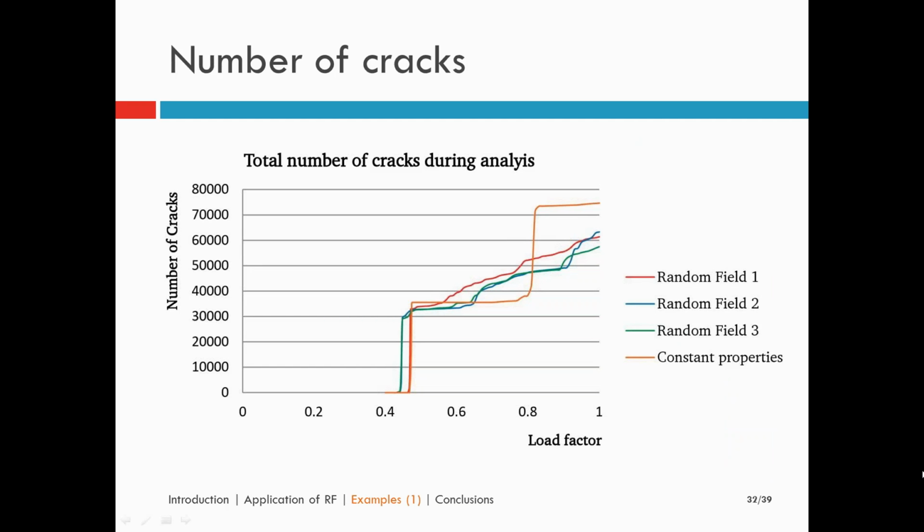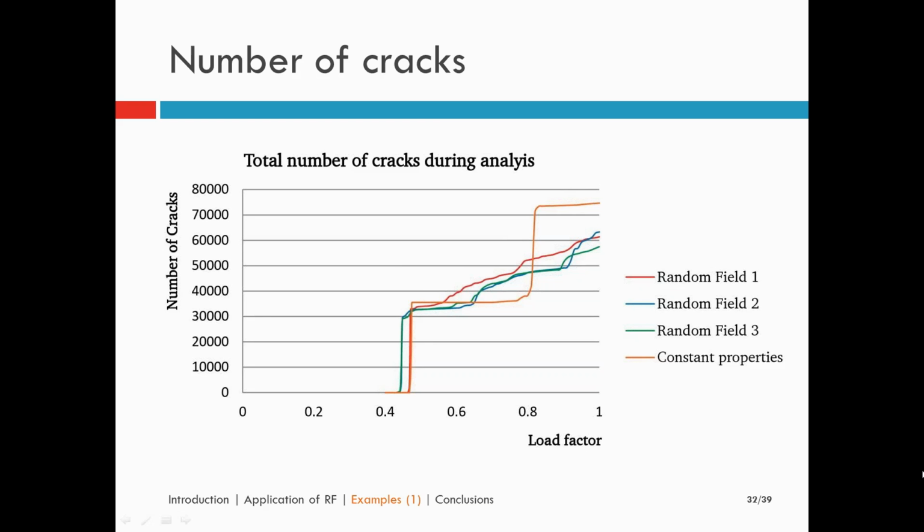And if we look at the total number of cracks during the analysis, we can get some insight into how much nonlinearity is occurring during the analysis. The orange line gives the results of the analysis where no random field is used. And here you can see that at the load factor of 0.5 a lot of cracks arise, and then again at 0.8 a lot of cracks arise. And in those two steps convergence is not reached, but the analysis continues.